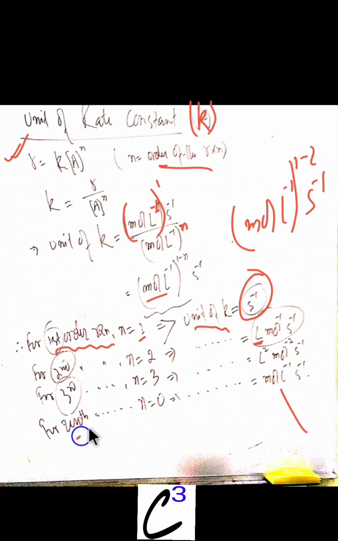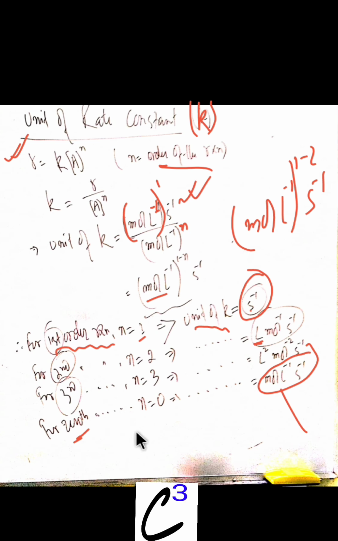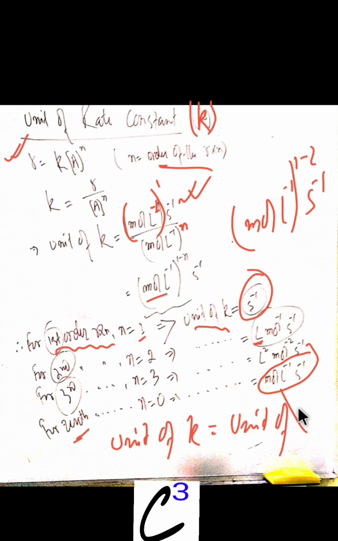And for a zeroth order reaction, n is equal to 0. So here when we substitute n by 0, we get mole per liter per second. So mole per liter per second is also the unit of rate of the reaction. So for a zeroth order reaction, the unit of rate constant K will be equal to the unit of R.